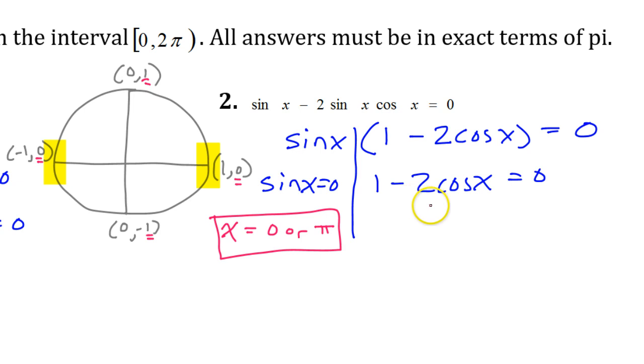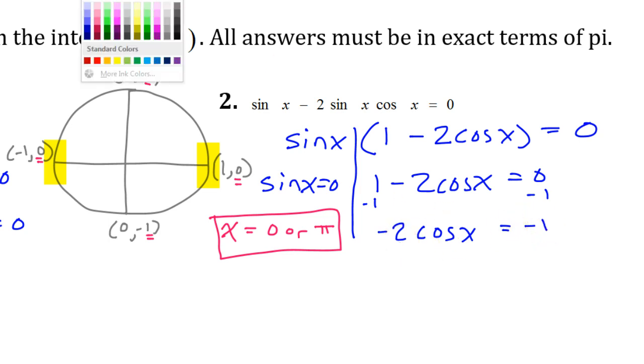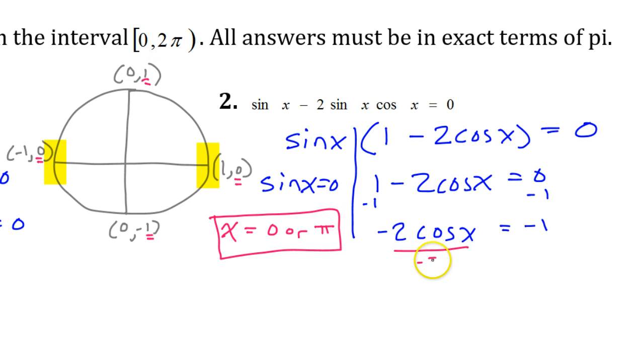Let's see if I get more solutions by solving the other side. So solving this side, I would need to subtract 1 from both sides. So that's going to leave me with negative 2 cosine x is equal to negative 1. Now it's time to divide both sides by negative 2. So those will cancel. A negative divided by a negative is a positive. So I have cosine x is equal to positive 1/2. So the cosine of what angle or angles will give me positive 1/2?